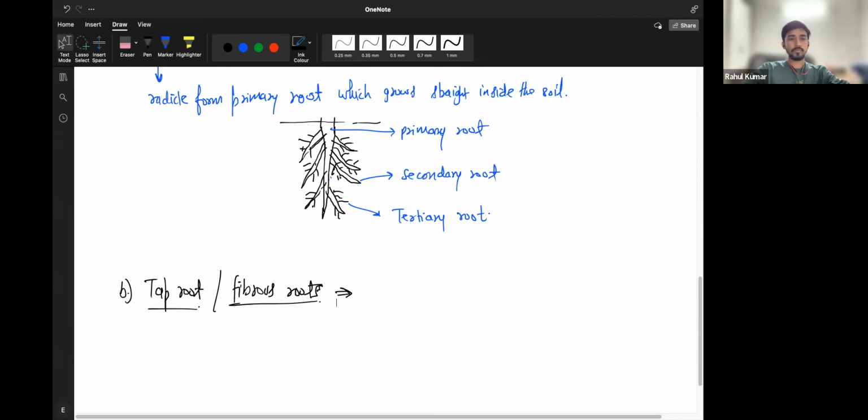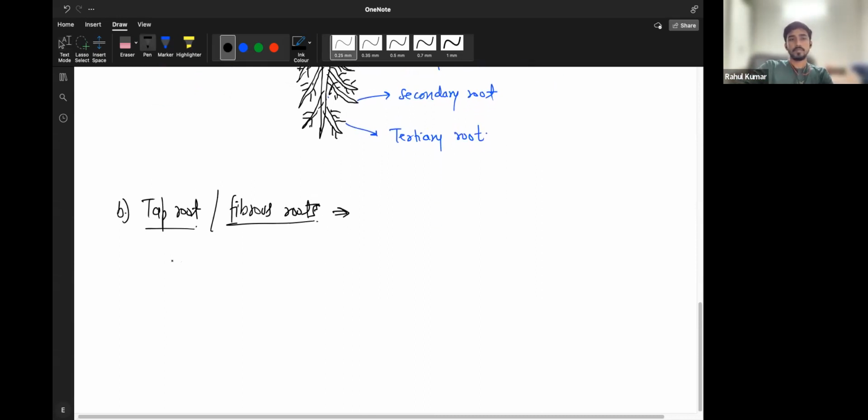If I draw a taproot here, this is the plant in the soil. There will be a long single root, and from there you will have multiple roots all going in all directions. But you can always tell which is the primary root. The one marked here in blue is the primary root. Do you understand?